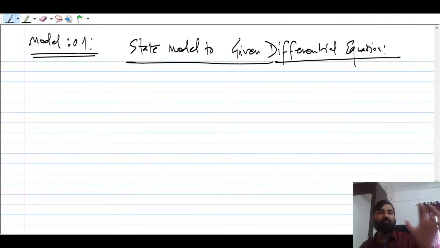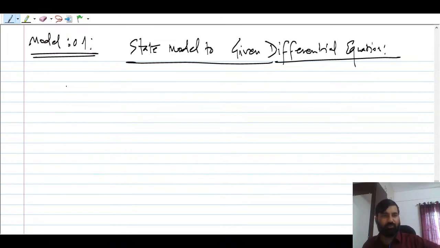So state model to given differential equation, you have to remember. First of all, what you have to keep in mind is what a state model is. State model is x dot, the differential of the state vector, equal to Ax plus Bu, and y equal to Cx plus Du. So there are three matrices. Suppose you have a differential equation given, how do you get the state model of that differential equation?